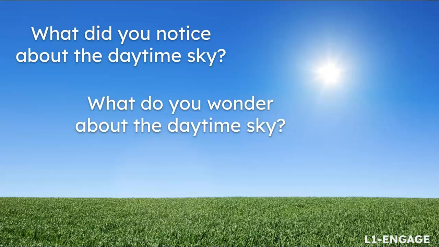You'll ask students what they noticed about the daytime sky. You'll allow them to turn and talk to discuss their observations. As students are sharing their observations, you'll provide them with the sentence stem, "Now I'm wondering about," to model how we can use observations to develop questions. Once students have their questions, you will guide them in creating the driving question board, using the steps provided in the teacher guide.